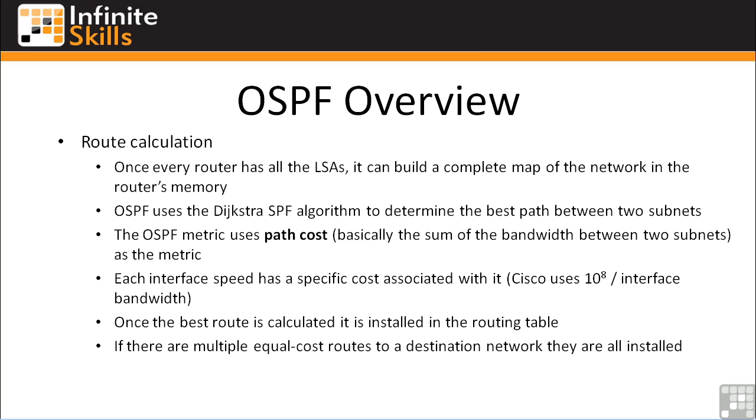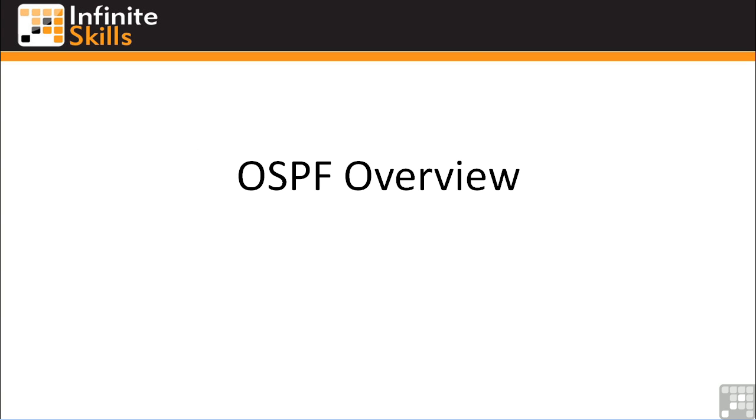If there are multiple equal cost routes to a destination network, they are all installed in the routing table. So OSPF gives you the ability to do equal cost load balancing across multiple links in your network. And that concludes our overview of OSPF.